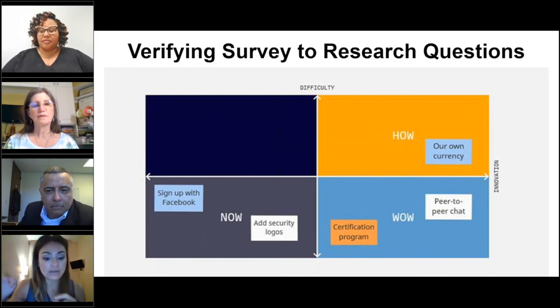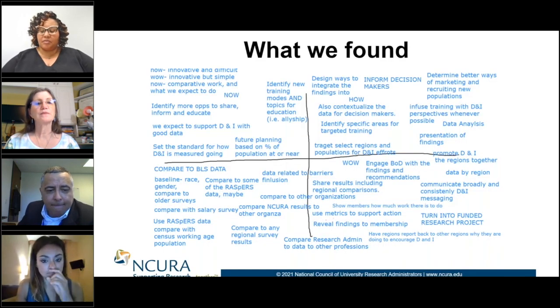So the now is comparative work with previous surveys. The wow space is innovation that's relatively simple, and the how space is complex innovation that we're not sure if we can do it, but we want to try that anyway. So an example there is things like crossing over with the salary survey. Next slide. I'm just going to show you what was actually filled in and what we found.